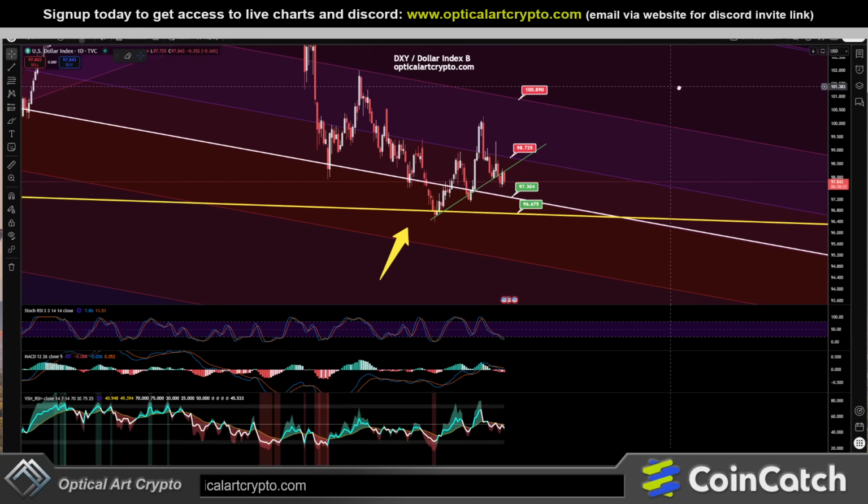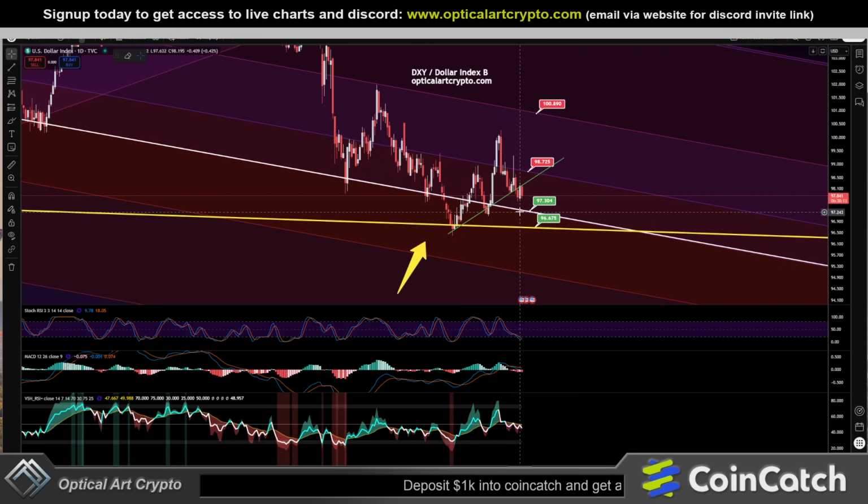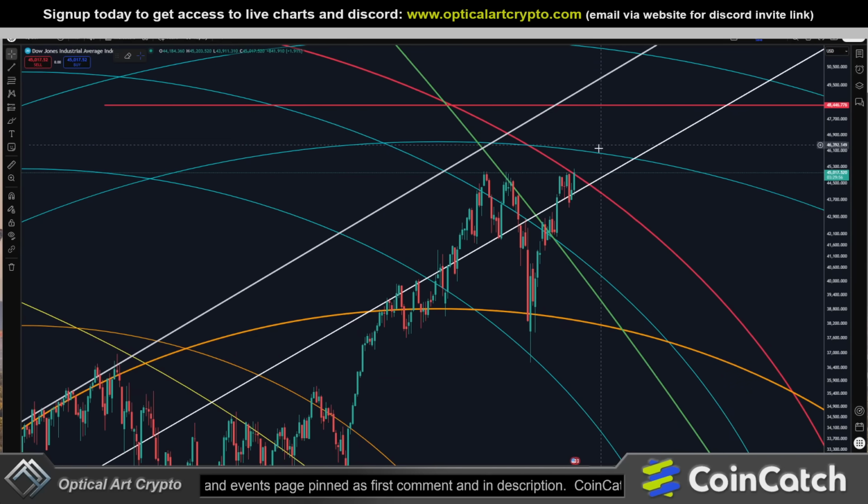The DXY did drop today, and we pushed up to around 98.29, and then we dropped down to 97.72. So the DXY is dropping, but keep in mind, as long as we hold above 96.675, there's a potential for the dollar to push up more. If 96.67 breaks, then guys, jump into Bitcoin, jump into gold, silver, whatever, because that means the dollar is going to tank.